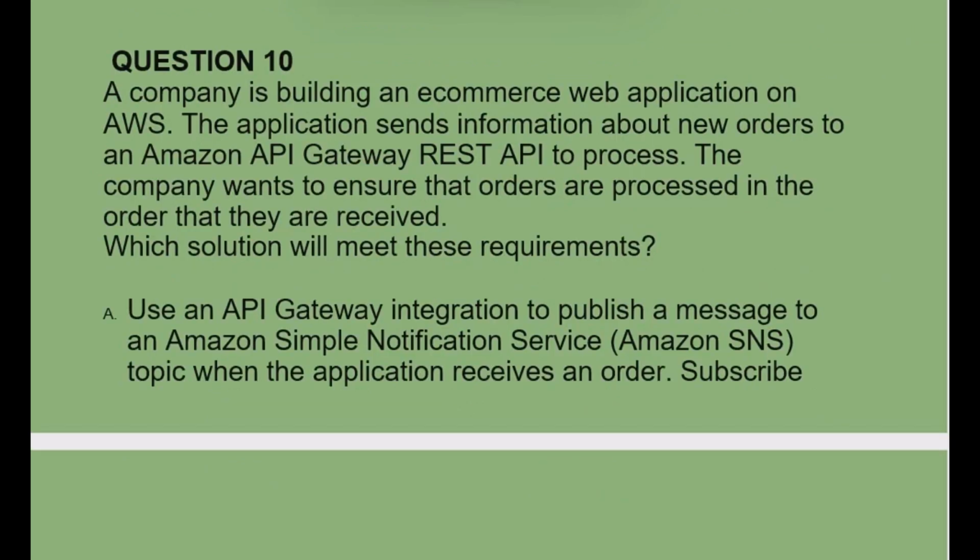Question is, a company is building an e-commerce web application on AWS. The application sends information about new orders to an Amazon API Gateway REST API to process. The company wants to ensure that orders are processed in the order that they are received. Which solution will meet these requirements?